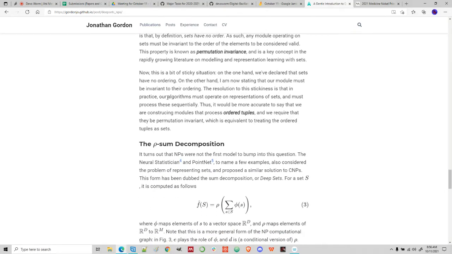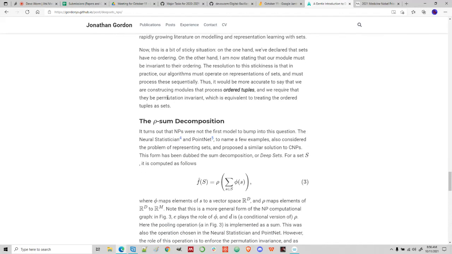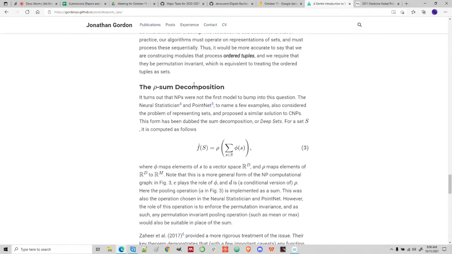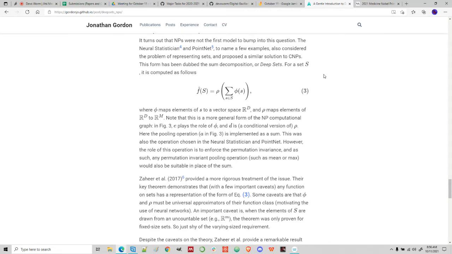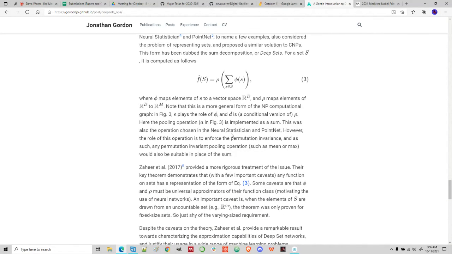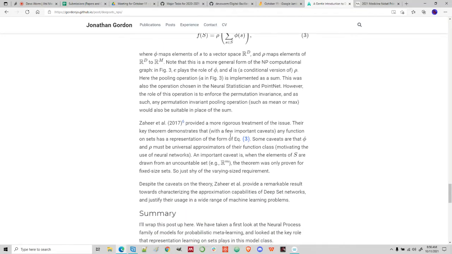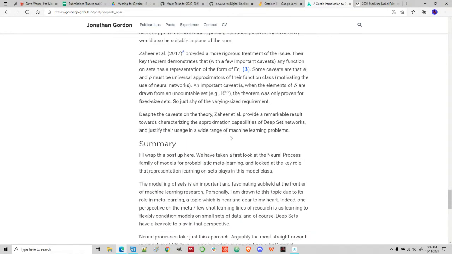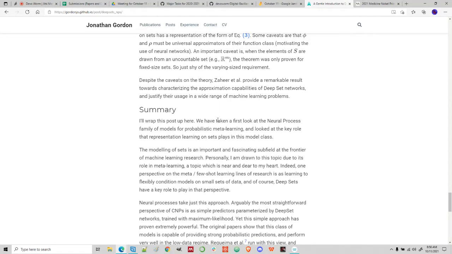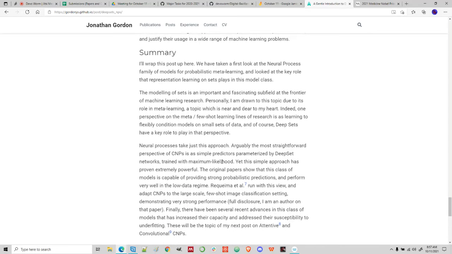This makes for a hard problem because some of these things aren't really amenable to quick and easy learning, but that's exactly what we want to do. They give some previous examples from earlier research on this problem, going through some of these things. And then the summary is that we've taken a first look at neural process families, these model families that allow us to do probabilistic meta-learning. The modeling of sets is also a very interesting subfield. It's at the frontier of machine learning research, but it's not very well developed.